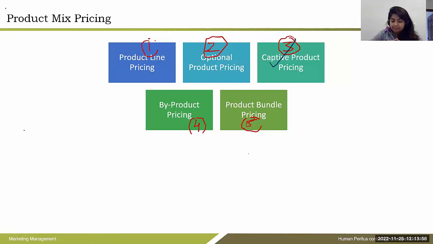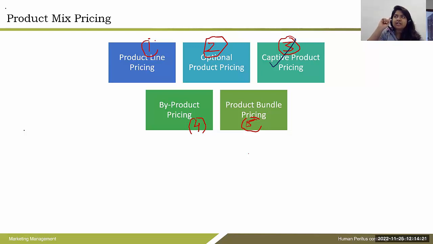It's not a bundle. It's a captive product. Razor and blades, two different products. They're sold differently also, but you cannot use a razor without a blade. So they are smart. They're reducing the price of the main good and increasing the price of the subsidiary good. Shumita, correct answer. Okay.